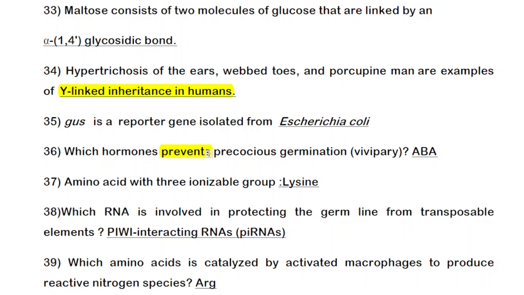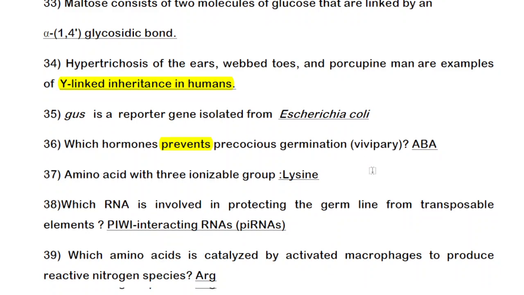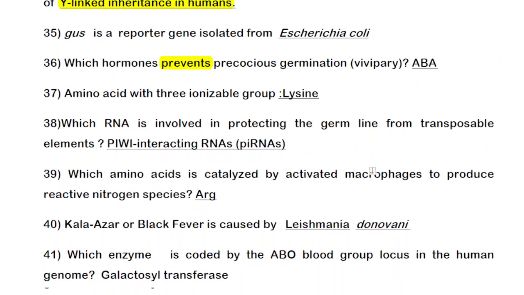So you need to read the questions correctly. Don't make silly mistakes like this. Which hormone prevents precocious germination or vivipary? Vivipary is inhibited by abscisic acid.